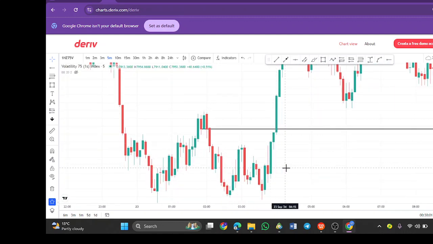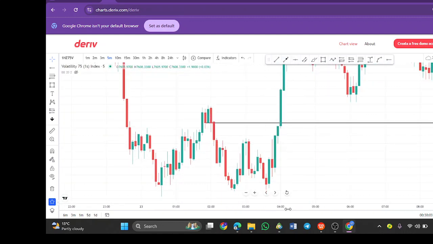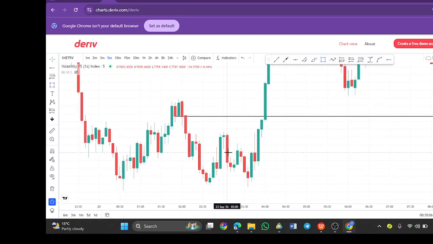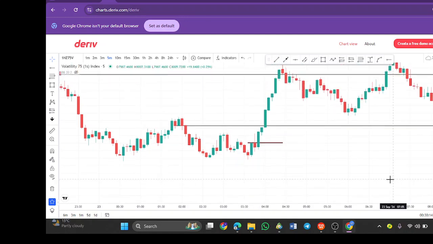So the reason for buying here, we had a buy zone. Let's see, yeah, this one here was a buy zone. So the market broke, and once it broke with a full body close, then boom, the market continued buying.